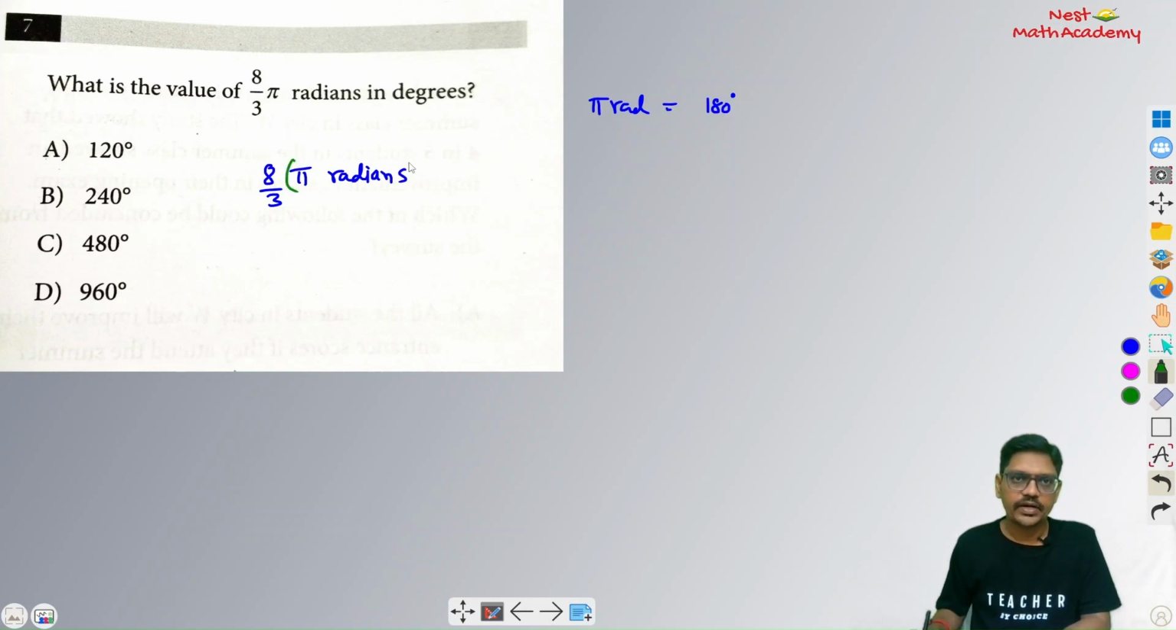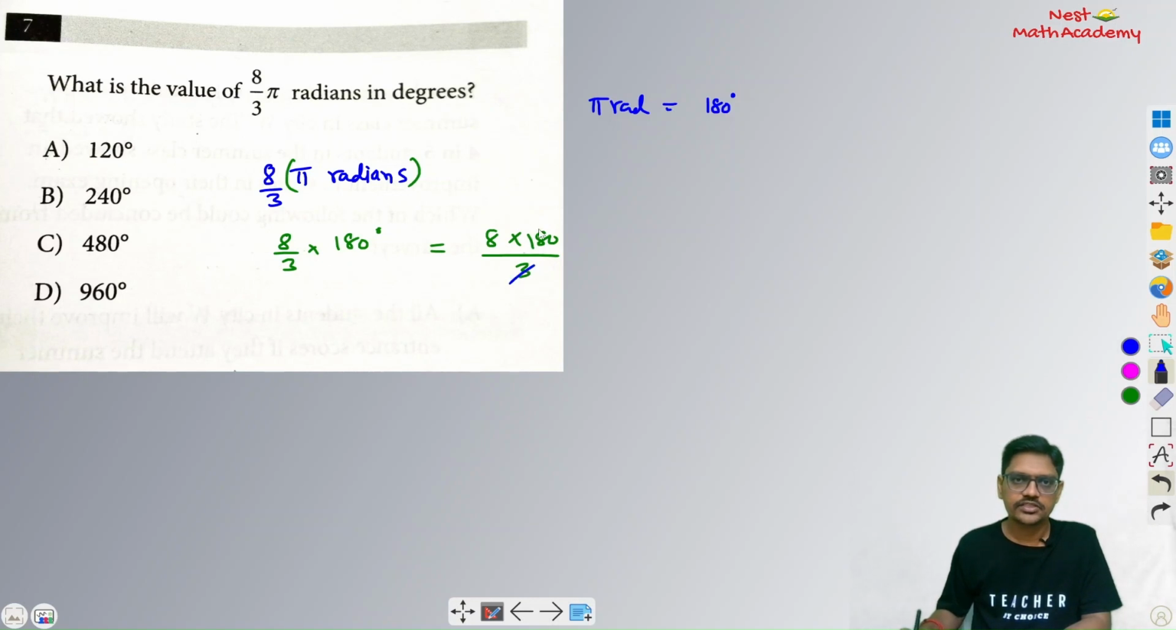So this pi radians can be replaced with 180 degrees simply. So 8 by 3 times pi radians is replaced by 180 degrees. Finished. So the rest of it is simple calculation. We can see that 8 multiplied by 180 divided by 3.